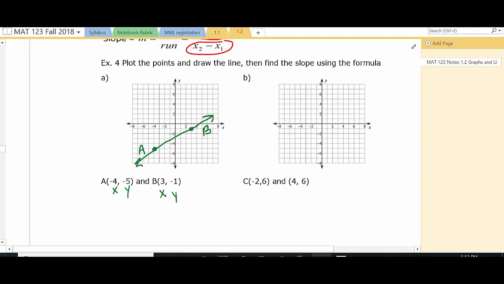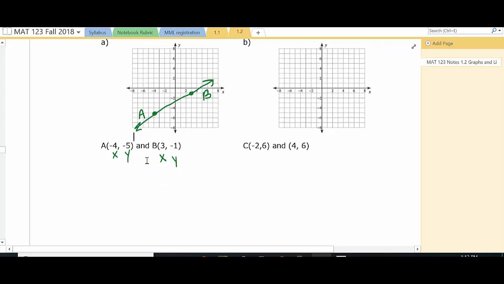Now, this time we're not going to count it out. We're going to use this formula. So we use the letter m to represent the slope. What we do is subtract the y values. We're going to do y2 minus y1, and then x2 minus x1. That's going to give you the rise over the run.